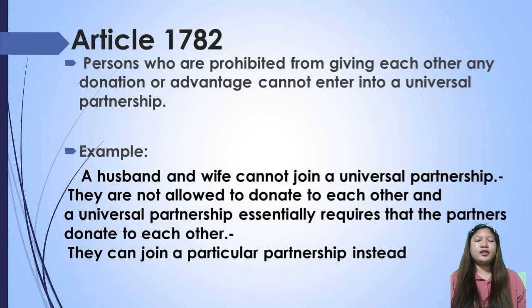Article 1782. Persons who are prohibited from giving each other any donation or advantage cannot enter into a universal partnership. Example: a husband and wife cannot join in a universal partnership. They are not allowed to donate to each other. A universal partnership essentially requires that the partners donate to each other. They can join a particular partnership instead.